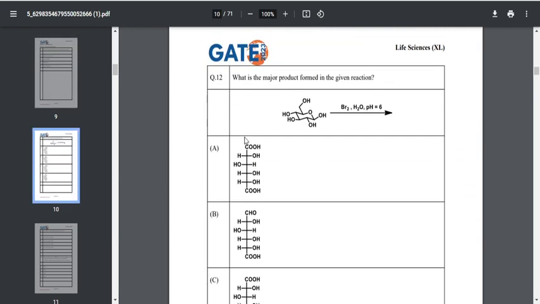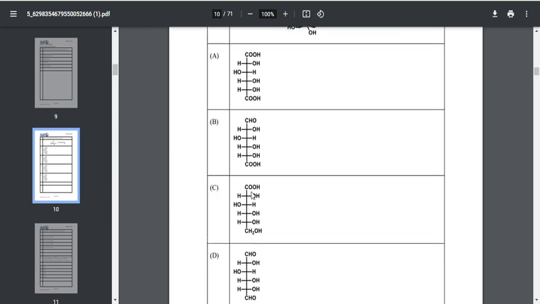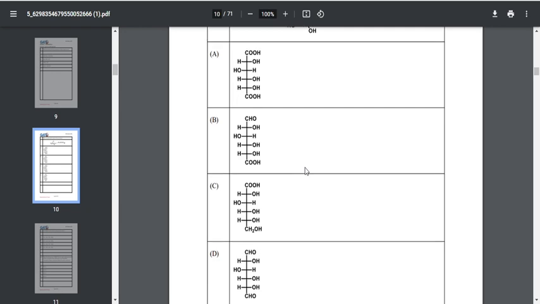Next is, what is the major product formed in the given reaction? So glucose in the presence of bromine and water at a pH of 6 will be forming gluconic acid. So only if you know the structure of gluconic acid, you will be able to give the correct answer. So the correct answer is option number C.